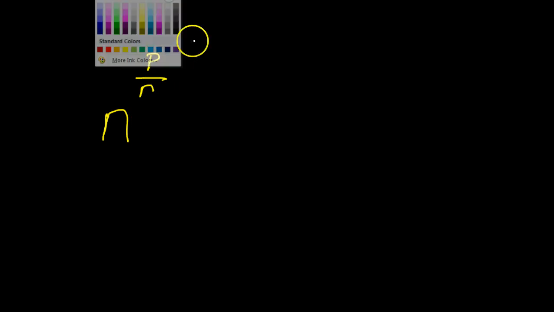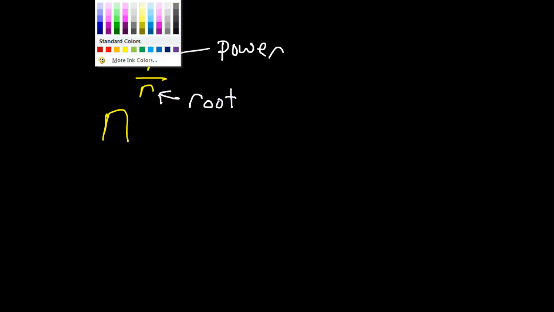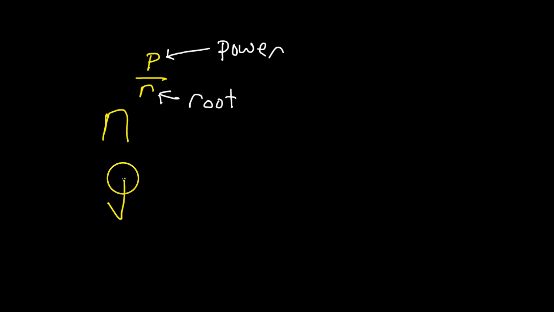First of all, understand how fractional powers work. Let's see, if I have n to the p over r power, so I'm dealing with a fractional power. I picked these letters for a reason, because in this fraction the numerator is always the power and the denominator is always the root. Okay, power over root. So for that reason we could rewrite this.